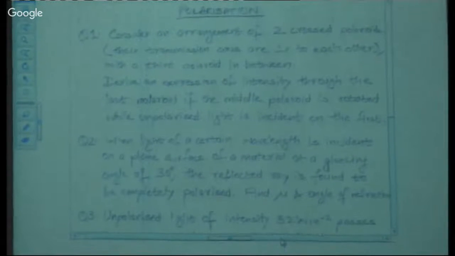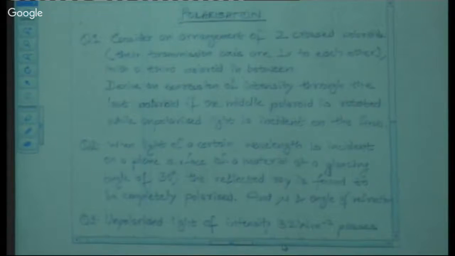It's a very common question, written everywhere. The first one: we have two crossed polaroids. Crossed polaroids are two polaroids which have their transmission axes perpendicular to each other. So let's draw the diagram, because it needs a diagram.